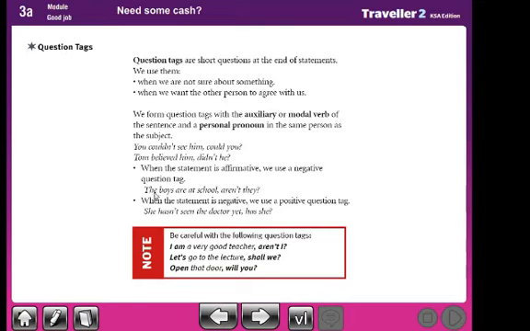For example, the boys are at school, aren't they? When the statement is negative, we use a positive question tag. For example, she hasn't seen the doctor yet. Has she? Okay.